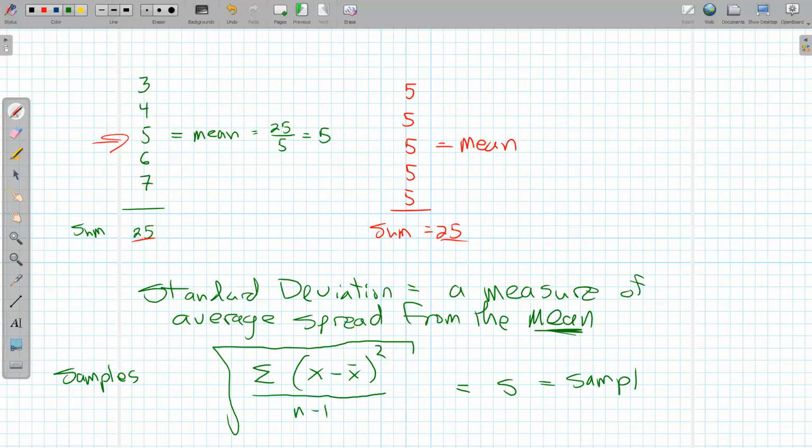You will never do this by hand. Well, you could, but I recommend don't do it. It's not worth your time. Just push the button, stdev.s, plug in your data. And then the computer will do all of that for you. Sample standard deviation.